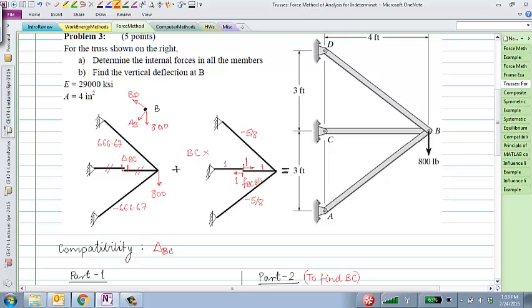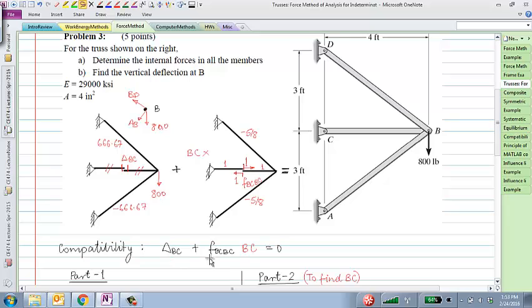Delta BC, which is the actual displacement under the applied load, plus BCX at BC. Actually, I should write that in black because it's known. So delta BC plus FBC BC, that's the flexibility under the unit load, times the unknown force BC. Essentially we are saying that the displacement due to the actual loads and the displacement due to the redundant loads must add up to 0, and that's the compatibility equation.